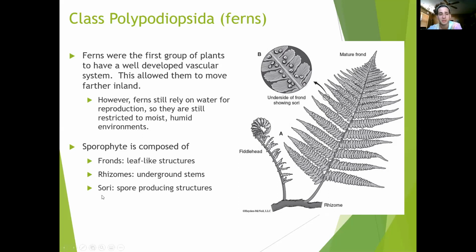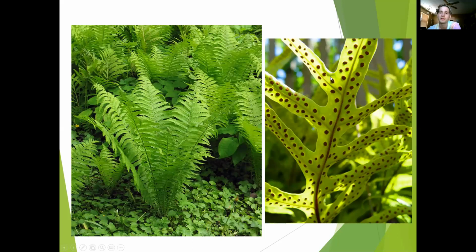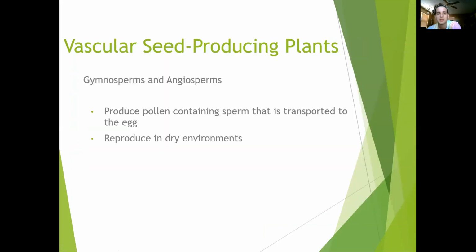So the sporophyte is composed of fronds, your leaf-like structures; rhizomes, your underground stems; and sori, which are spore-producing structures on the underside of your fronds. These are our sori here, these little round dark structures on the underside of these fronds. The thumbnail for the project on iNaturalist that you'll be submitting your observations into is a picture of the underside of a fern displaying sori. Here you can see the fiddlehead. At this stage, it would be edible, considered a delicacy, especially certain species.